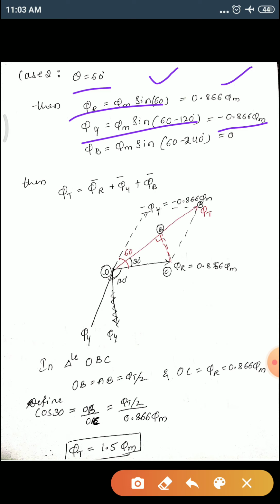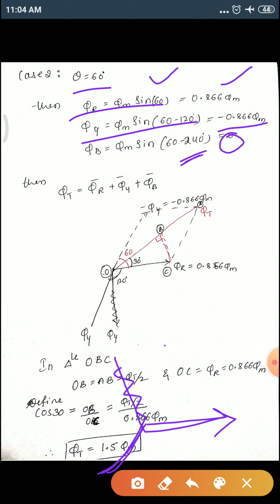Phi b will be phi m sine (60 minus 240). Its value will be equal to 0, because sine of minus 180 comes, and sine of minus or plus 180 will be 0. So therefore phi b will be equal to 0. So in this diagram, as we know, this is the R phase, this will be your Y phase, and this will be your B phase. B phase is anyhow 0 now, so only your R phase and Y phase will be there.